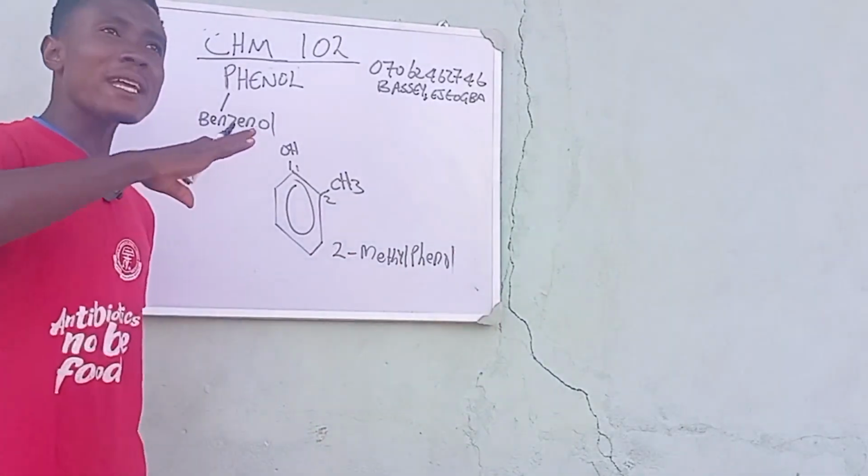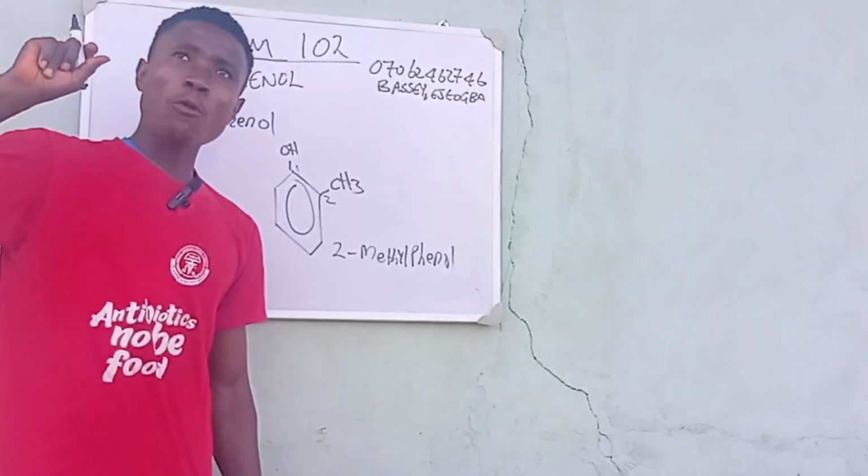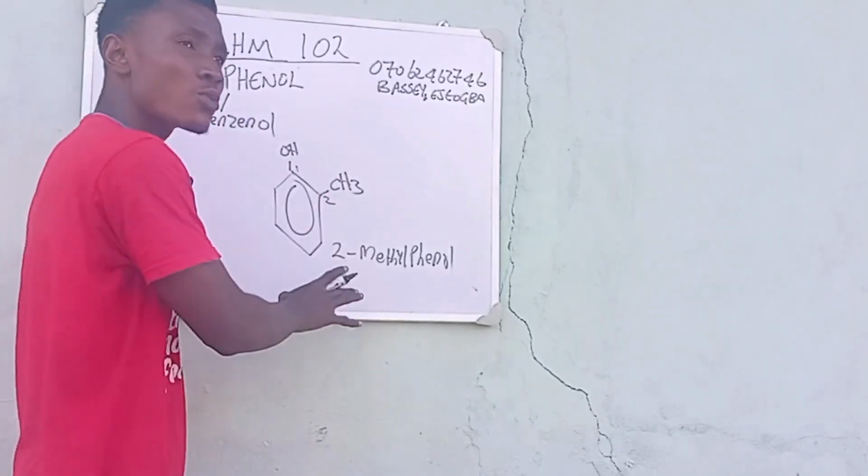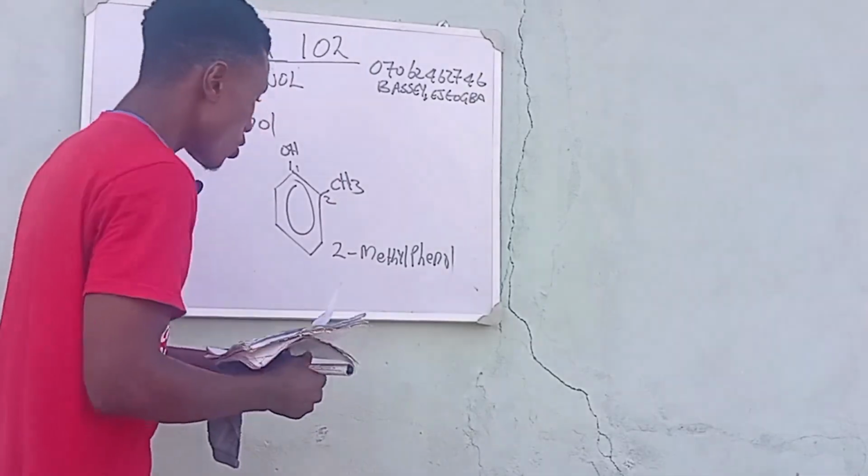With this also, I can manipulate a lot of names. But note that the moment I draw the structure, I must always present my OH, because with my OH, I will know that it is phenol I am talking about. So let's also move on.